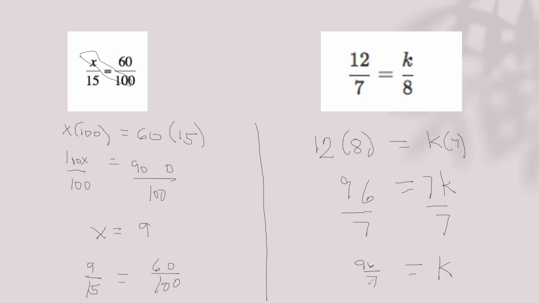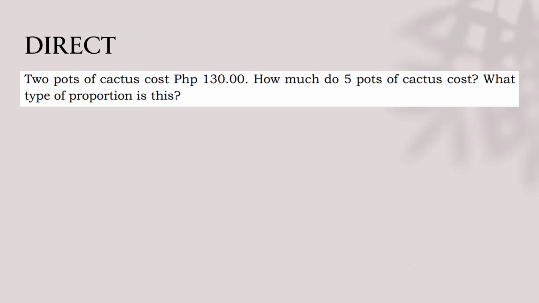Okay po. So, yan yung basic. Kapag yung given sa atin ay in fraction form, cross multiply na natin, then you can find the value of the missing number. But it is different kapag ang given sa atin ay word problem. Kapag word problem, you have to identify first what kind of proportion do we have. Okay? So, sabi dito, 2 pots of cactus cost 130 pesos. How much do 5 pots of cactus cost?